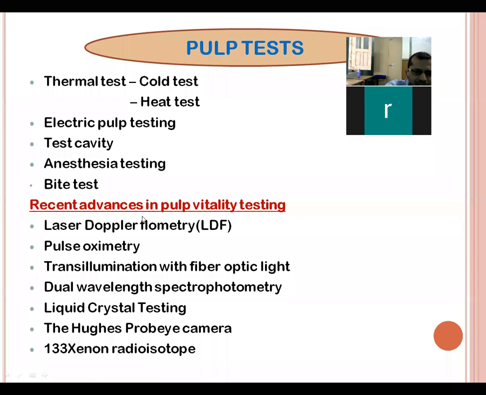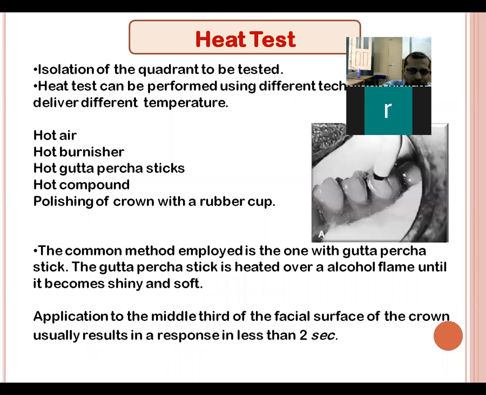But in the paragraph on recent advances in pulp vitality testing, the laser Doppler flowmetry and the pulse oximetry, and most importantly trans illumination with fiber optic light and dual wavelength spectrophotometry, these are the four that you will have to learn because they are asked in the exam.